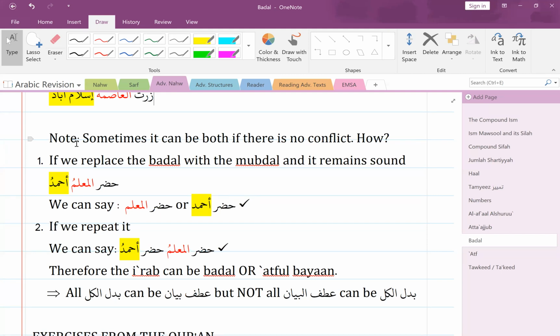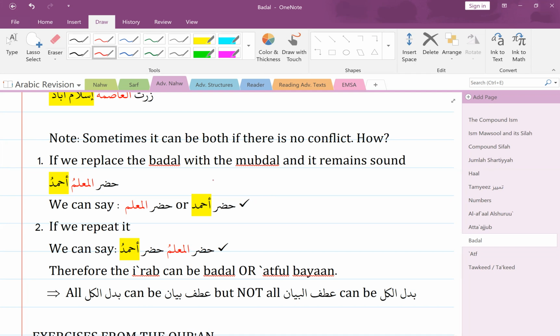Yeah. So for example, we have the example here. حضر المعلم أحمد. If I say حضر أحمد, and the only teacher in the school is called Ahmed, then there's no problem. There's no grammatical conflict. There's no meaning conflict. There's no conflicts at all, because حضر Ahmed is the same as حضر المعلم. So this one qualifies to be a badal, because we can do the replacement, the exchange can happen. Because the exchange can happen, then we say this passes the test.